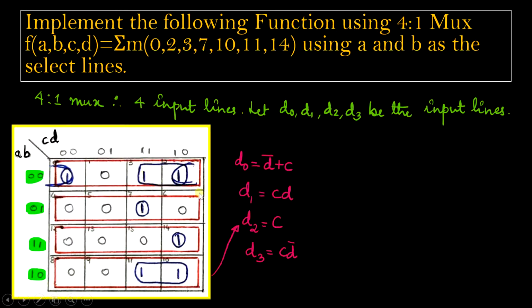So using this particular grouping, I get the variable to be equal to C, and using this particular grouping, I get the variable to be equal to D bar. So that is why D0 is equal to D bar plus C, whereas D1 is equal to only this particular minterm, that is C into D. D3 is equal to C into D bar, whereas D2 is equal to C.